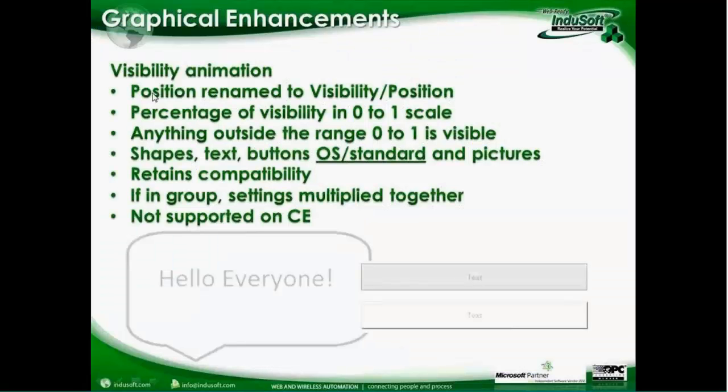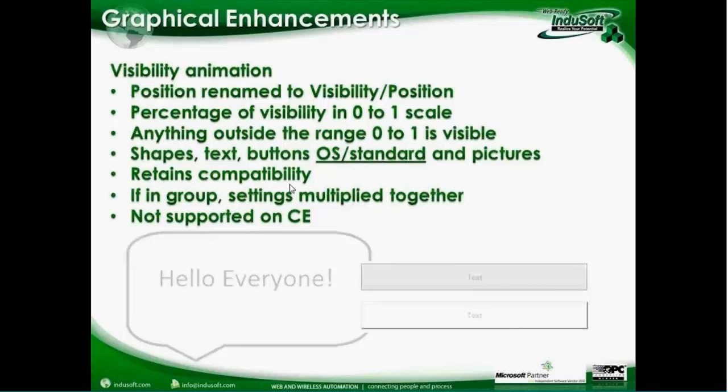So let's see, the position animation has been renamed to visibility and position. It's a percentage between 0 and 1. It's not 0 to 100. It's between 0 and 1. As I demonstrated, 0.5 is 50%. Anything outside of the range of 0 to 1 is visible. So it could be 10, could be 100, could be negative 10 and it would make it show up. 0 is the only thing that's false in this case and will make it invisible or hidden. This works on shapes, text, buttons, and only the OS and standard type buttons, and pictures as well. So we can change the visibility of pictures as well.